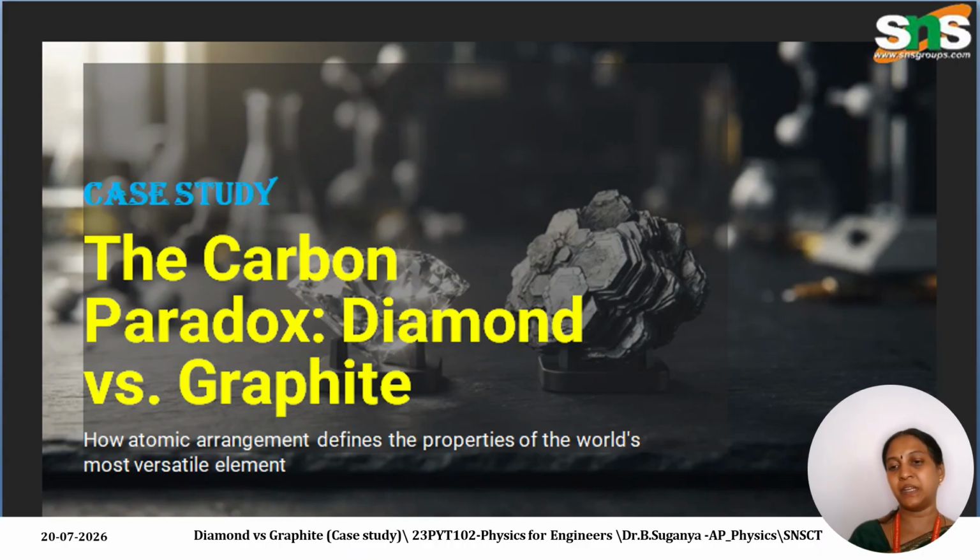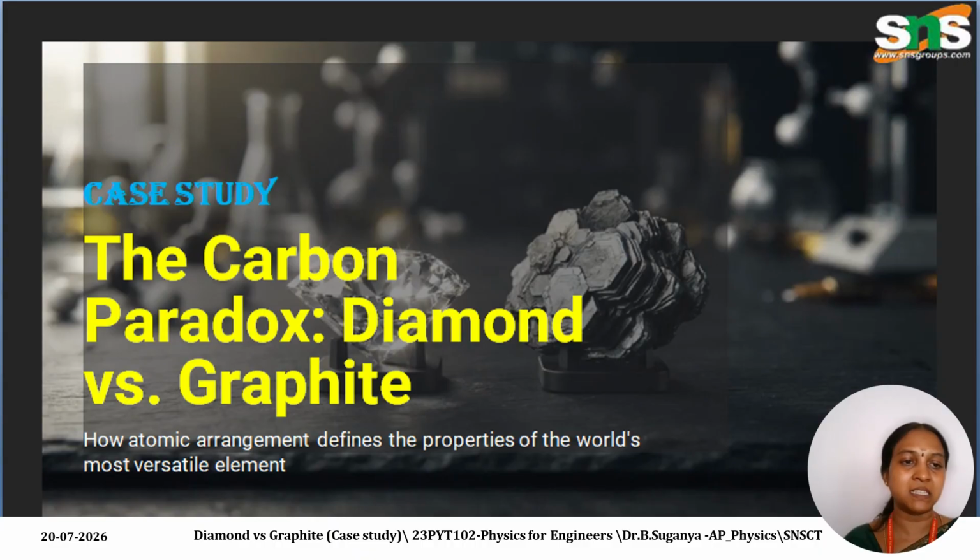Both diamond and graphite are made of carbon, but they have different properties. On what basis do they differ? That is what we are going to discuss. Although both are made of the same element, they show very different physical properties because of their crystal structures, and they are allotropes, different forms of the same element in the same physical state.